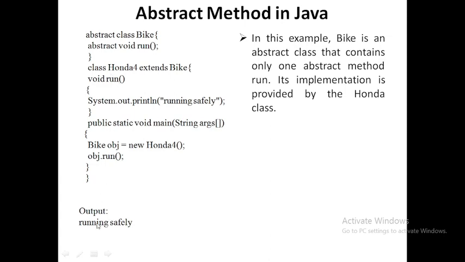So here the abstract method is run. The parent class is Bike and the child class is Honda4. The implementation will be provided by the child class, Honda. So the abstract method of the parent class Bike is run, and that run is acquired by the child class. This is the example for an abstract method in Java.